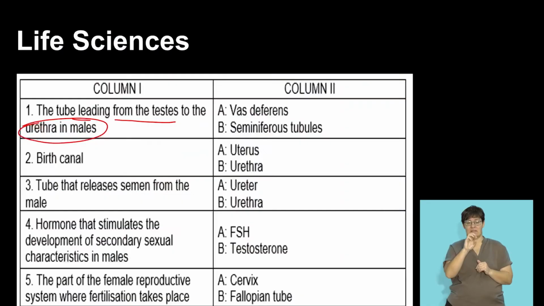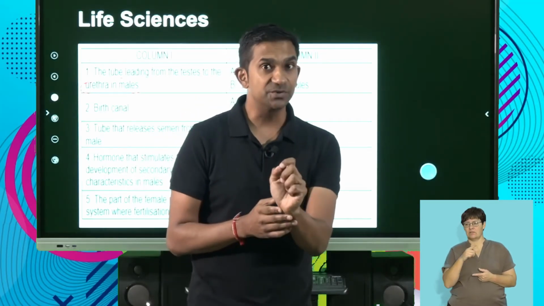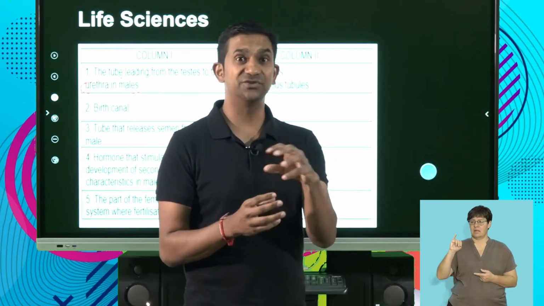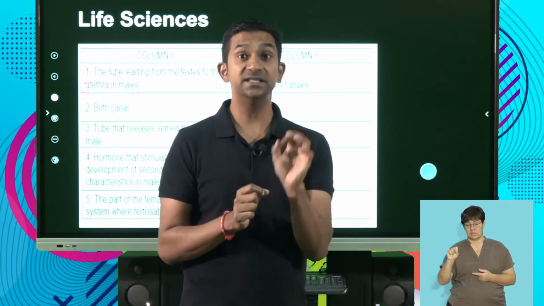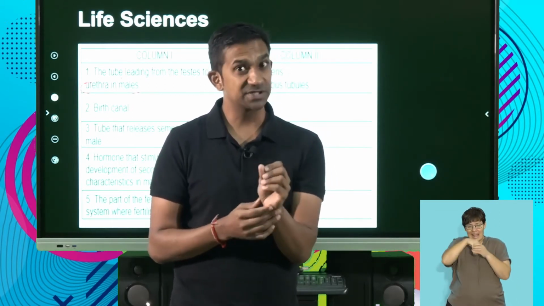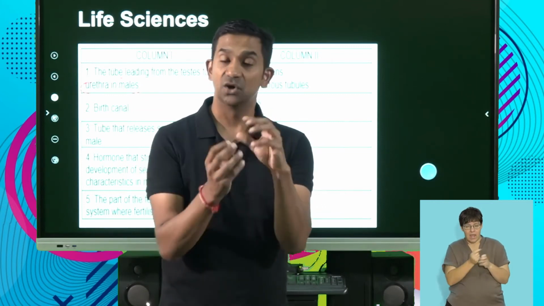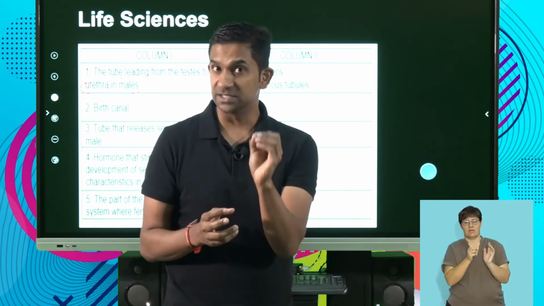Okay, so let's look at the options that are given in column 2. So vas deferens, correct, as I mentioned, and the second option B is the seminiferous tubules. So guys, if we recollect where the seminiferous tubules are, these are tubules that you find within the testes, and it is in these tubules that the process of spermatogenesis occurs, or the division and production of the sperm cells.